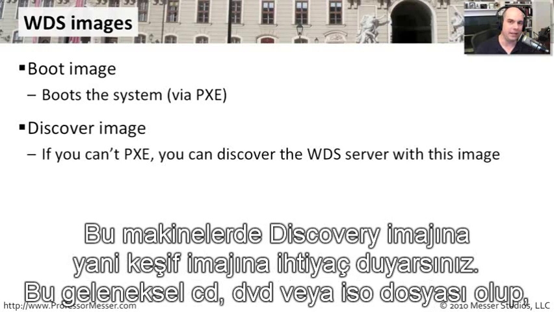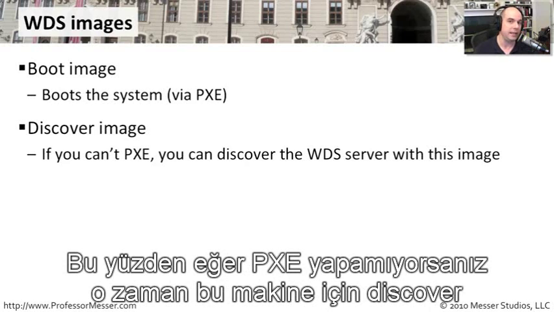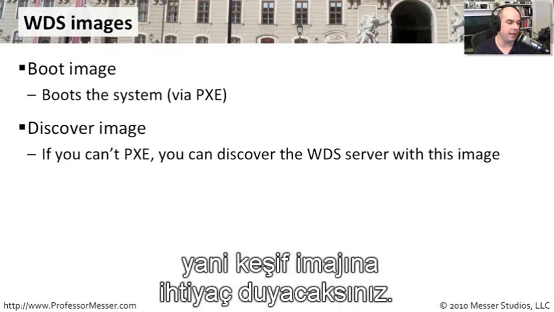So for that, we'll need a discover image. This is that traditional CD, DVD, that ISO file that allows it to find the WDS server with this particular image. So if you can't do PXE, you'll need a discover image to take to that machine.